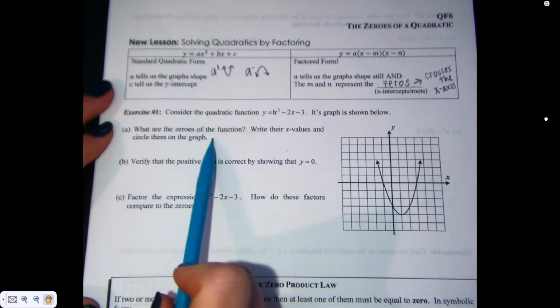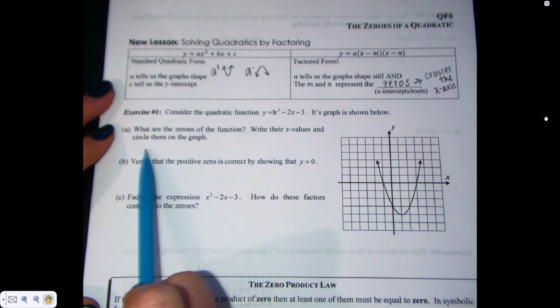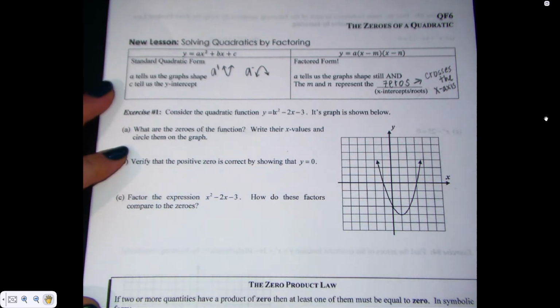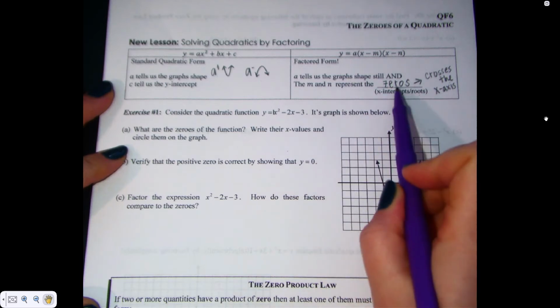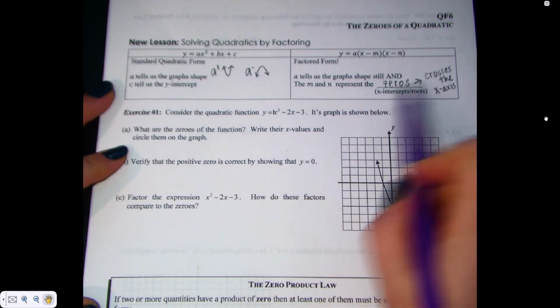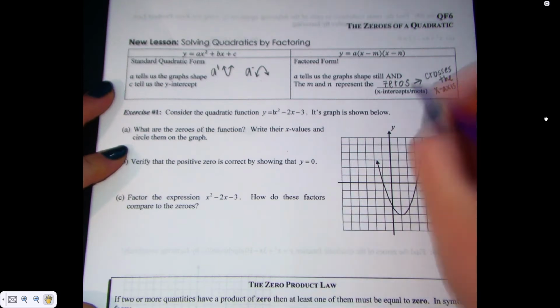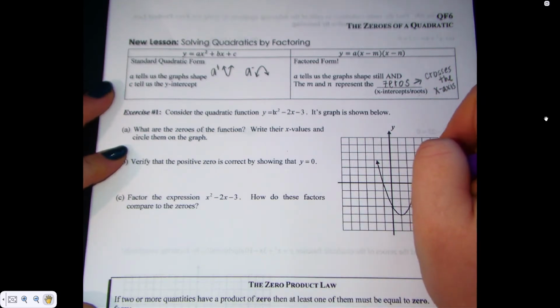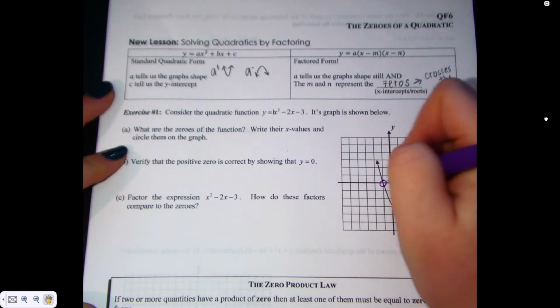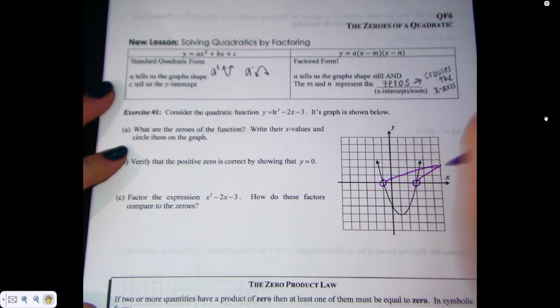What are the zeros of the function? Write their x values and circle them on a graph. Okay, so the zeros, the M and N represent the zeros, or where I cross the x-axis. So where do I cross the x-axis? Well, here's my x-axis. I cross right here, and I cross right here. So these two things, these are my zeros.